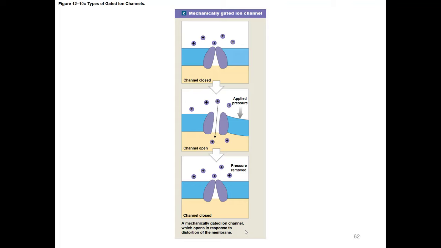The mechanically gated ion channel is the one that only opens in response to a distortion of the membrane. You can see the channel is closed. Here is some sodium hanging out on the outside, and suddenly the membrane has pressure applied to it. This causes the channel to open. Sodium begins to rush in. If the pressure is taken away, then the channel will close.